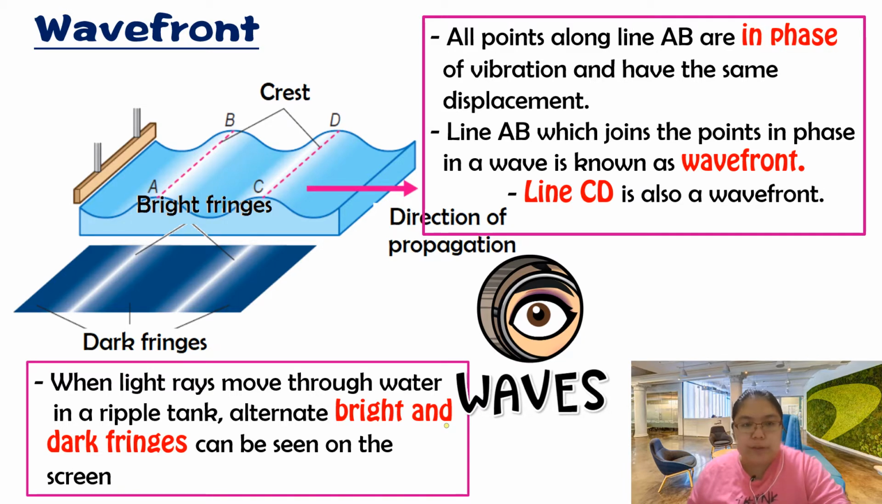Can you see the diagram? When I draw the lines AB and CD, all the points along the line AB are in phase. Both are also crests, so we say the vibrations are in phase and have the same displacement. Line AB, which joins the points in phase in a wave, we call a wavefront. So the line CD we also call a wavefront.